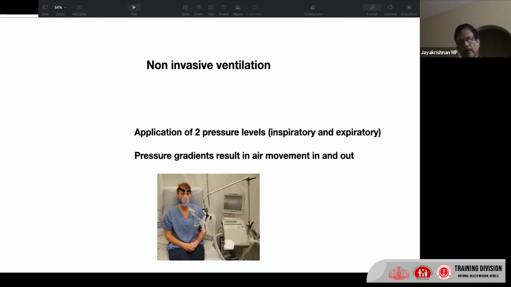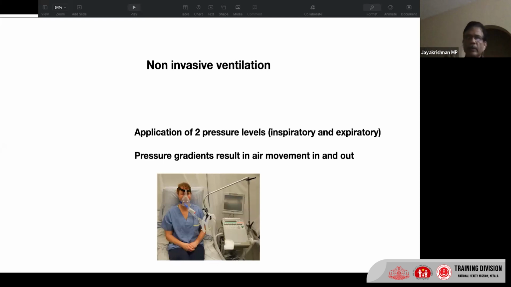And after that, another method that we can maybe resort to is non-invasive ventilation, before we actually proceed to intubation. Like non-invasive ventilation, there are many types. You might have heard of BiPAP, or you might have heard of the conventional ventilator itself providing non-invasive ventilation, or there are dedicated NIV machines also. And in fact, there are two levels: the inspiratory pressure can be set, and expiratory pressure also can be set. And this pressure gradient actually results in air movement.